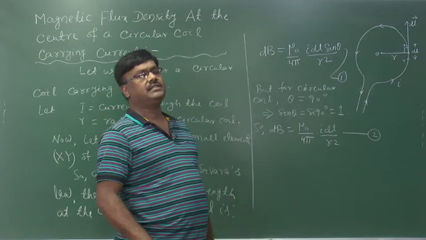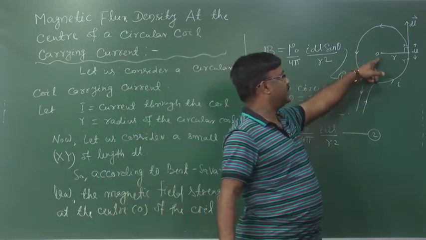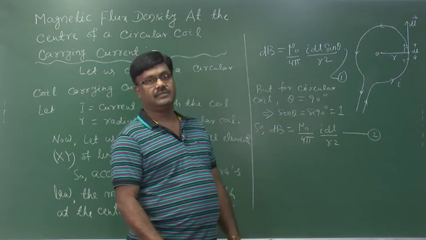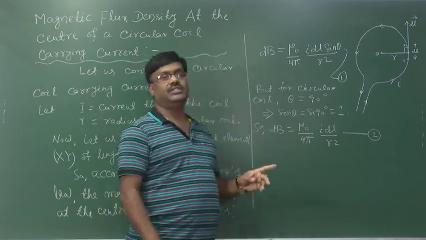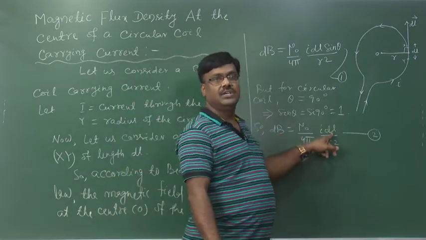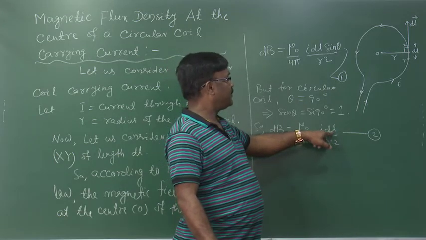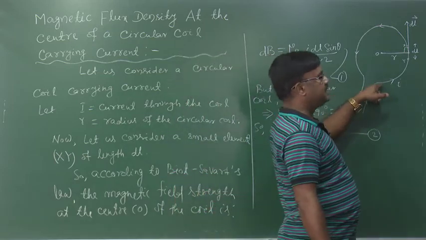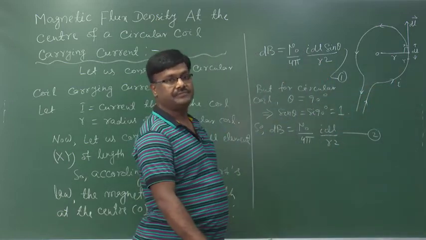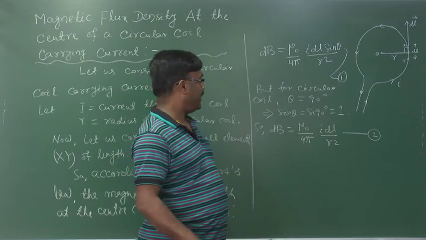But our intention is to calculate the total field strength at the center due to the whole of the circular coil. And this can be done by integrating this equation within the proper limits. So, here the variable is dl. So, we have to consider the integration for dl over its proper limits. That means, if we consider the initial point to be 0, then the total length will be 2 pi r. So, the limit of integration for dl will be from 0 to 2 pi r.